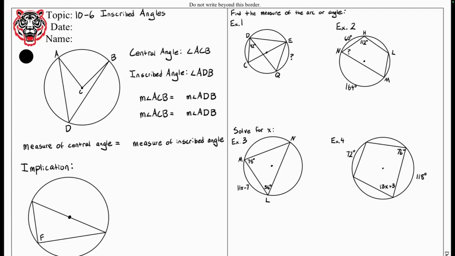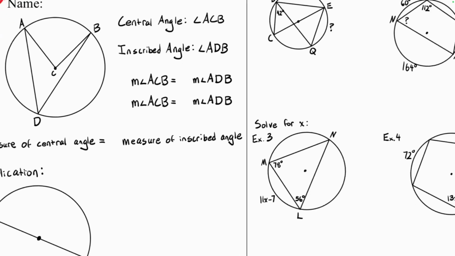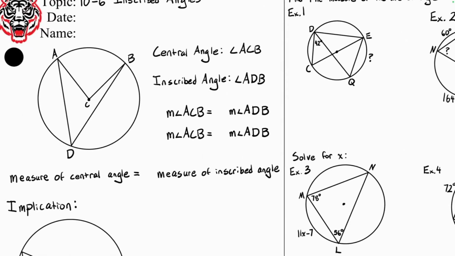We are in geometry. We are in lesson 10-6. We're talking about inscribed angles today. In general, I want to talk about the difference between a central angle and an inscribed angle. The central angle is ACB, the angle that is in the center, whereas an inscribed angle is an angle that goes to the edge of the circle. So ADB is our inscribed angle.